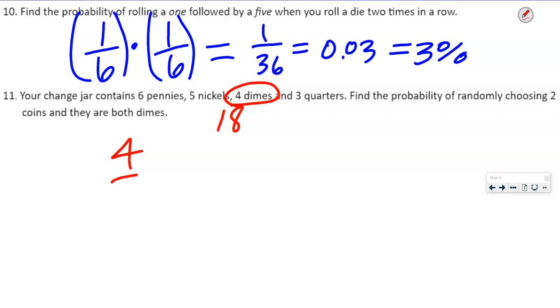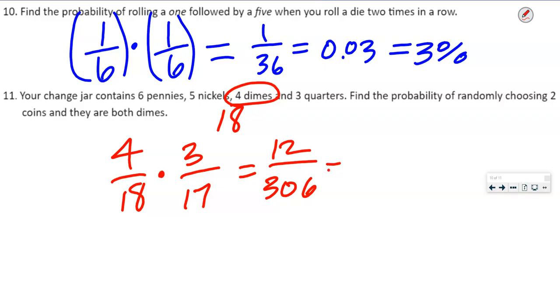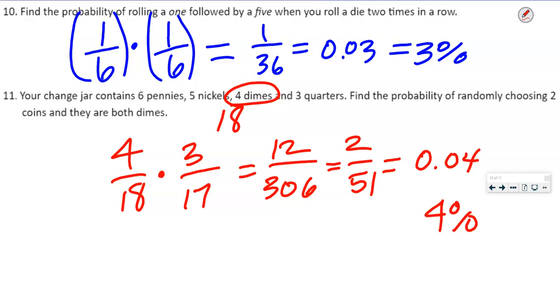So we're going to do 4 over 18. You keep that dime and you take it out. So how many dimes are left in there? 3. How many coins are left in there? 17. So this is going to be 12 over 306. That reduces to be 2 over 51, and it is 0.04, which is 4%, right?